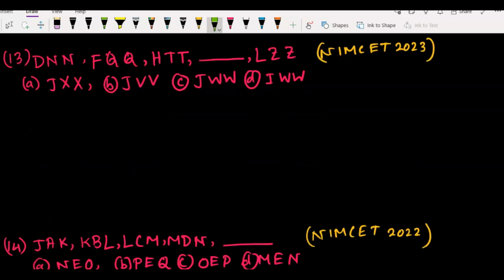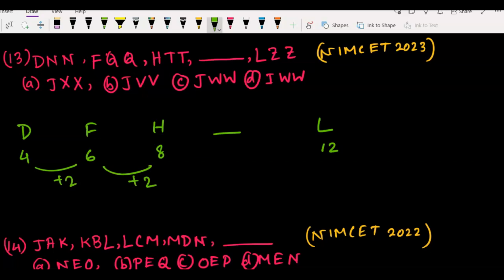This question came in NIMCET 2023. So we have D, F, H, then a blank, then L. D is 4, F is 6, H is 8, L is 12. So here is a difference of 2. So plus 2, plus 2, here plus 2. So here we must get plus 2. So 8 plus 2 is 10. So 10 means J. Now we have N, then Q, T, and here is Z. So N is 14.